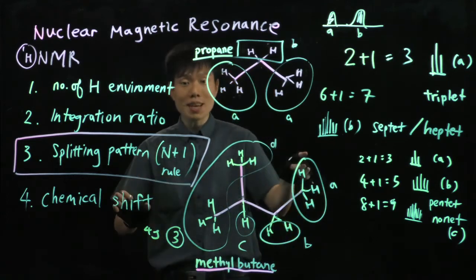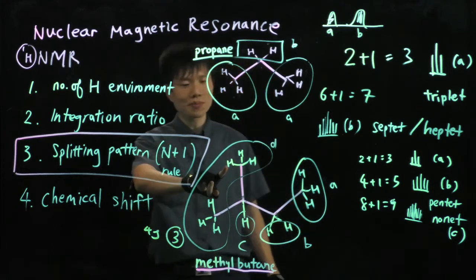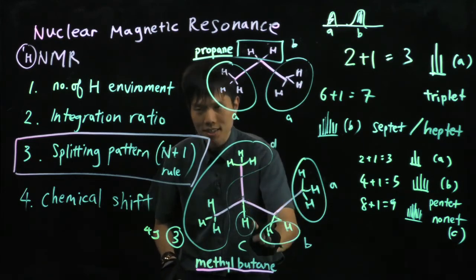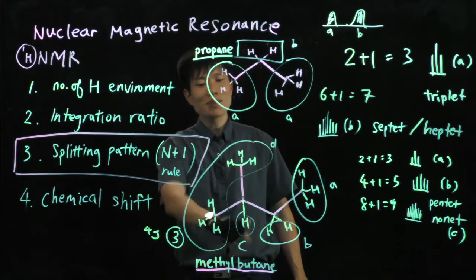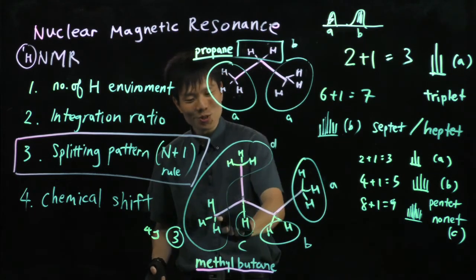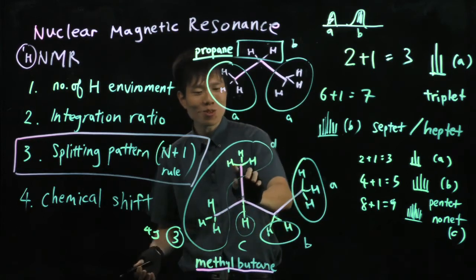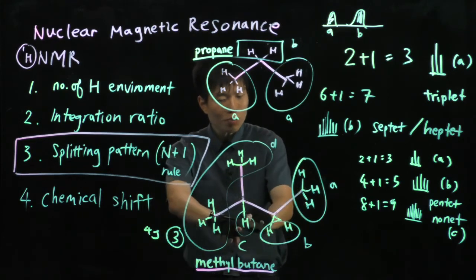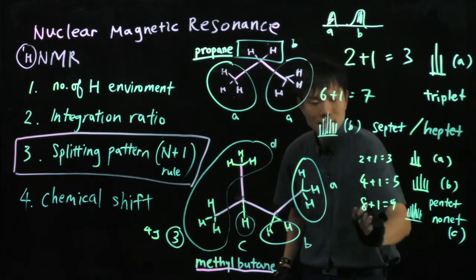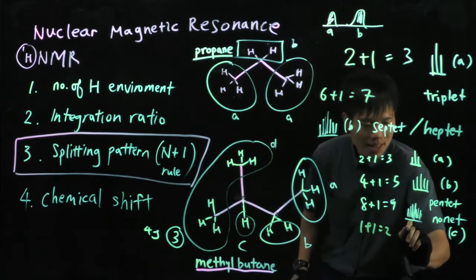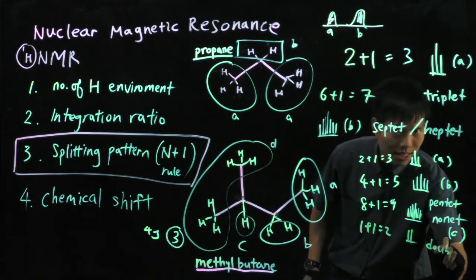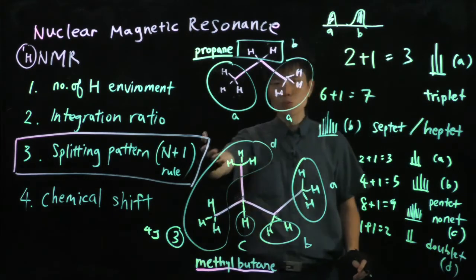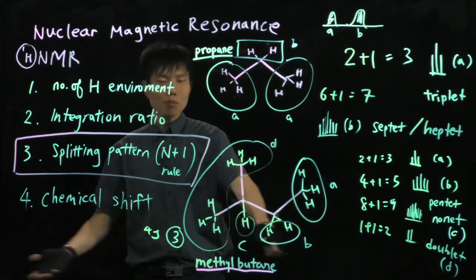Now for the last environment, proton D. Like I said, since they're all the same, you can start from any one. Let me just start from here. Let's go. 1, 2, 3. I can only reach this hydrogen. Please don't tell me 1, 2, 3 and do this. Anyway, the bond is too far away, 1, 2, 3, 4, and they are the same environment, so we do not care. So there's only one proton neighboring to the D. So 1 plus 1, I get 2. That makes a doublet for environment D.